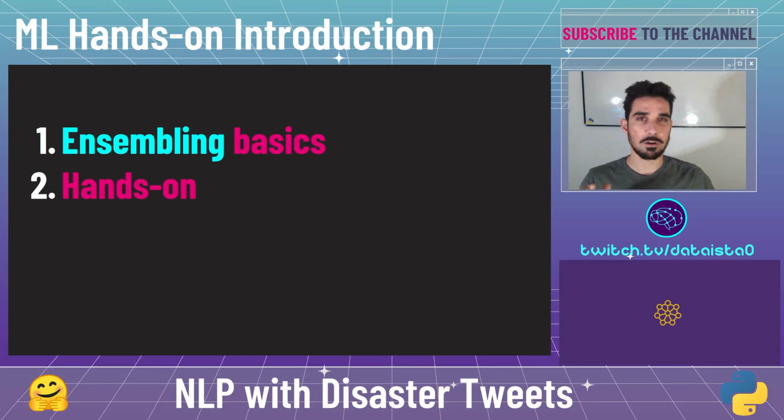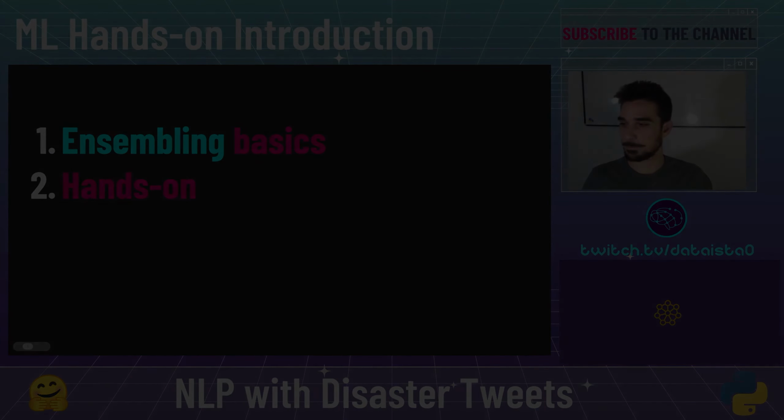So first we will cover some theory parts that are very important in the ensembling environment, let's say. And after that, we will go to two different notebooks and see how we obtain a boost in our scores with the NLP with disaster tweets dataset. Let's start.